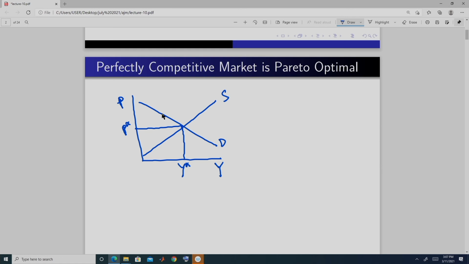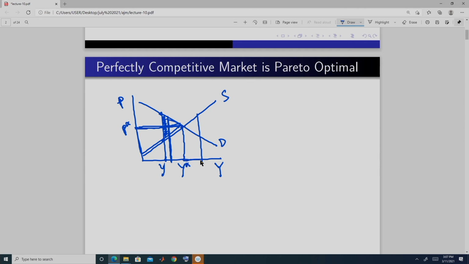But suppose we take an output like this output. At this output, people willing to pay is this much and the cost is this much. Now if they can produce slightly more here, what is happening? This much addition is coming. We know this amount is the producer surplus and this is the consumer surplus. So this much is the addition to the surplus. So that is why this output is not Pareto optimal, because we can make both the individuals better off.